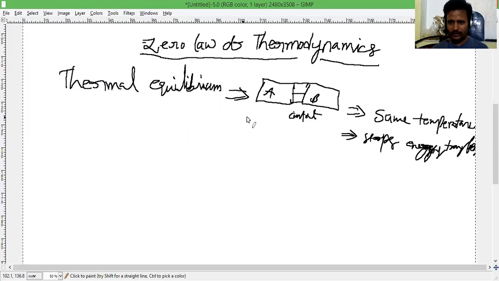So these two objects have the same temperature. If object A has temperature T1 and object B has T2, and the two objects are at the same temperature, that tells you the two objects are in thermal equilibrium.